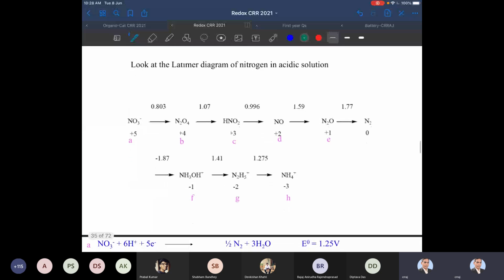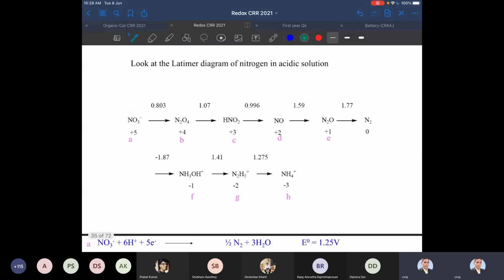Now, let us take the typical nitrogen Latimer diagram. Yesterday I showed this. This is at acidic pH, and I have already given the potentials. I marked the oxidation states A, B, C, D, E, F, G, H for convenience. Usually we would write on the blackboard and explain, but now it's an online class, so I have put everything here. Now the +5 oxidation state, +4, +3, and so on.